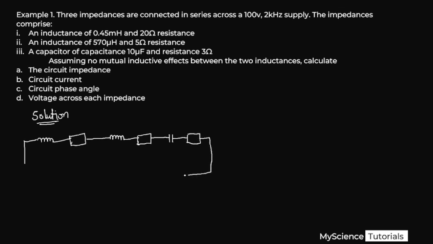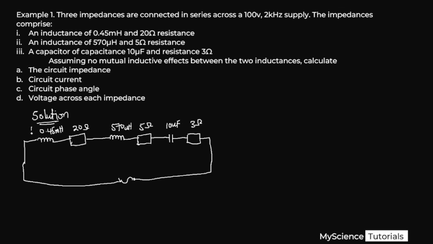So this is our circuit. Over here we have 0.45 millihenry. We have 20 ohms over here. Then we have here 570 microhenry. Then we have a 5 ohm resistor here. Then we have a 10 microfarad capacitor, and then a 3 ohm resistor.